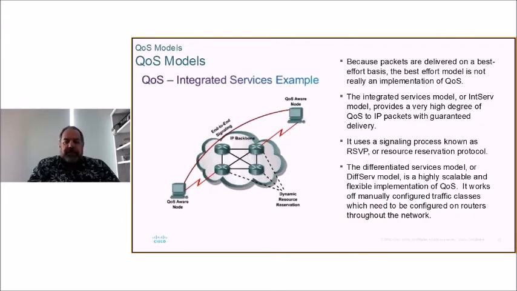Okay, so the mechanisms. Because packets are delivered on a best effort basis, the best effort method is not really an implementation of QoS. The integrated services model, or IntServ model, provides a very high degree of QoS to packets with guaranteed delivery. It uses signaling known as RSVP, or Resource Reservation Protocol. The differentiated services model, or DiffServ model, is a highly scalable and flexible implementation of QoS. It works off manually configured traffic classes which need to be configured on routers throughout the network.